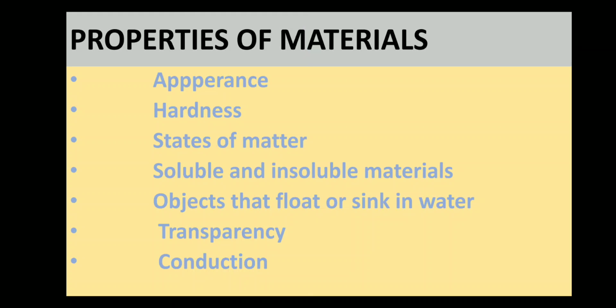So next, I am going to explain the properties of materials which differentiate them from each other. Okay? So let's start. Number 1, appearance. Number 2, hardness. Number 3, states of matter. Number 4, soluble and insoluble materials. Number 5, objects that float or sink in water. Number 6, transparency. Number 7, conduction.